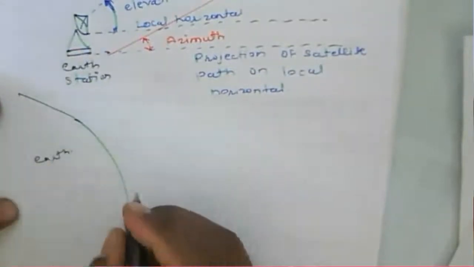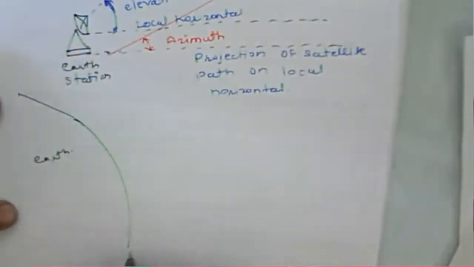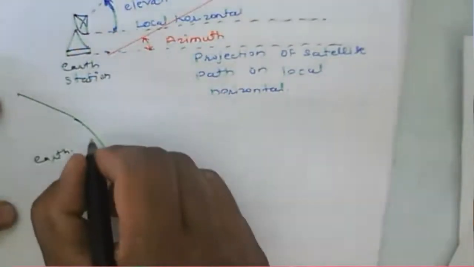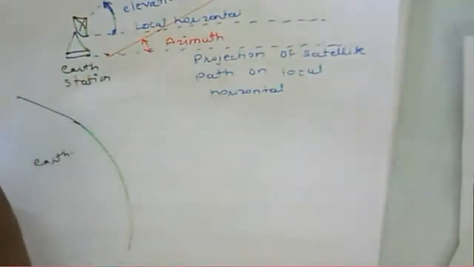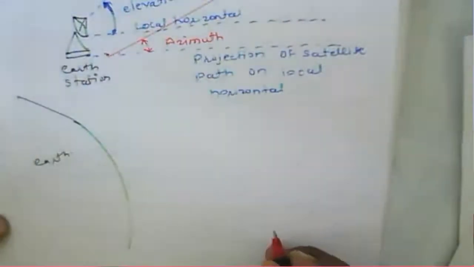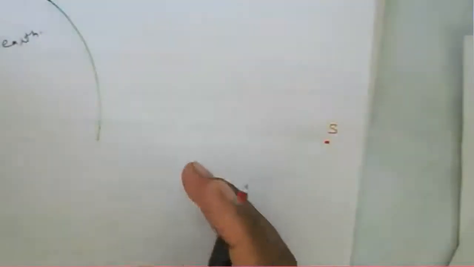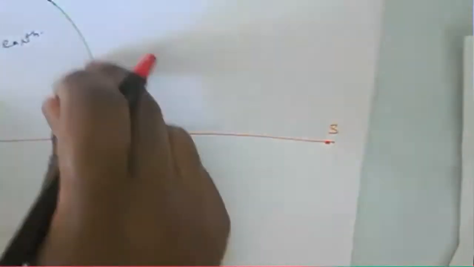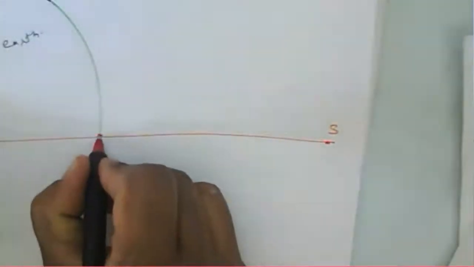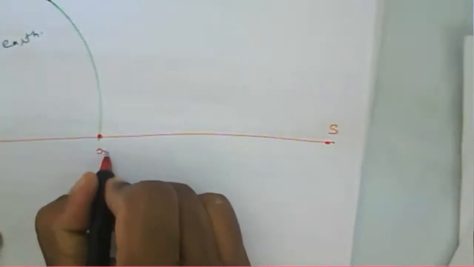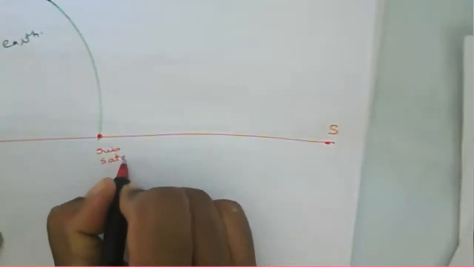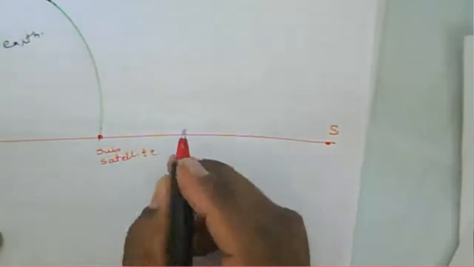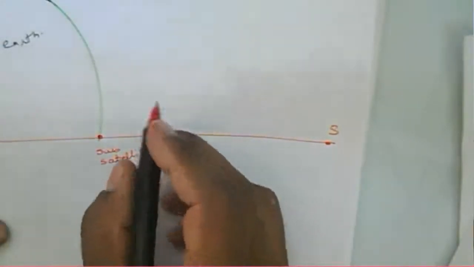We have the earth here, and from this earth we say that here is a satellite. That is the position of a satellite. Now from that, if you draw a line, and this is your Earth curvature here, this is a point which we can say is the sub-satellite point. This one is nothing but a sub-satellite point.